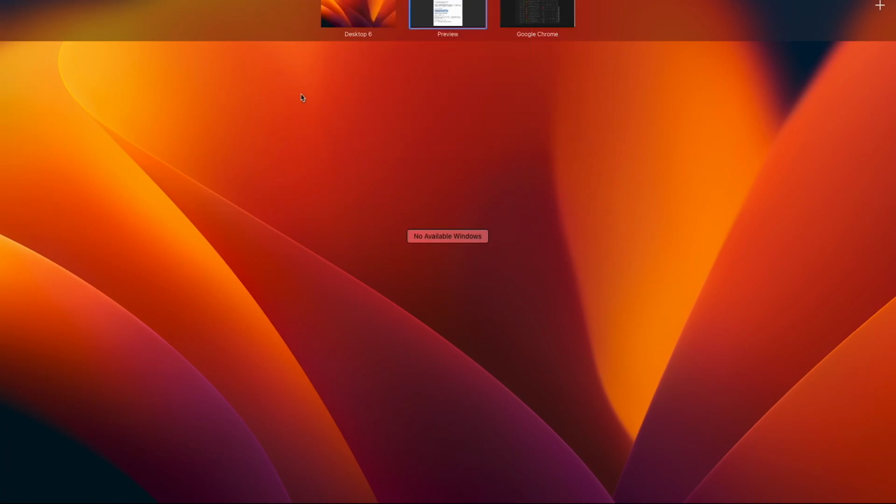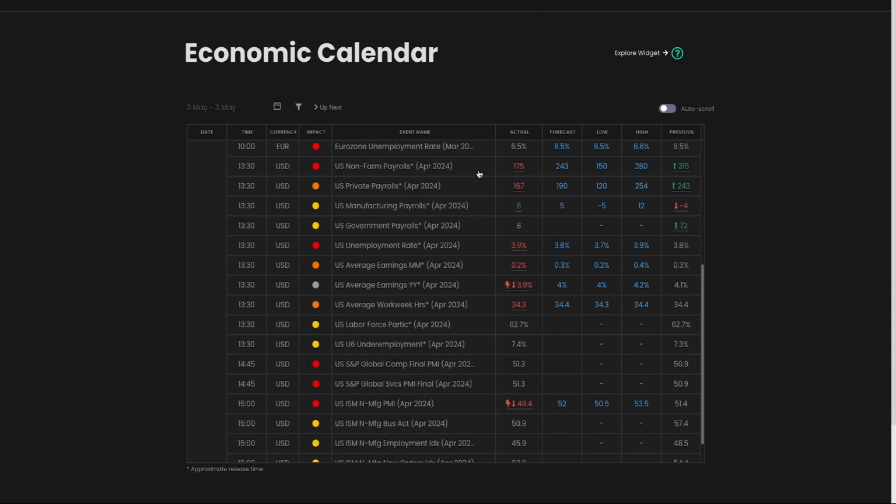Now, in the event, that is exactly what we did get. We got the headline coming in below 180,000 at 175. Unemployment rate, 3.9%, in line with a high expectation. Remember, that's a negative thing, more people unemployed. And we had average earnings year on year coming in at 3.9%, below the market's minimum forecast. So that was a deflationary print.